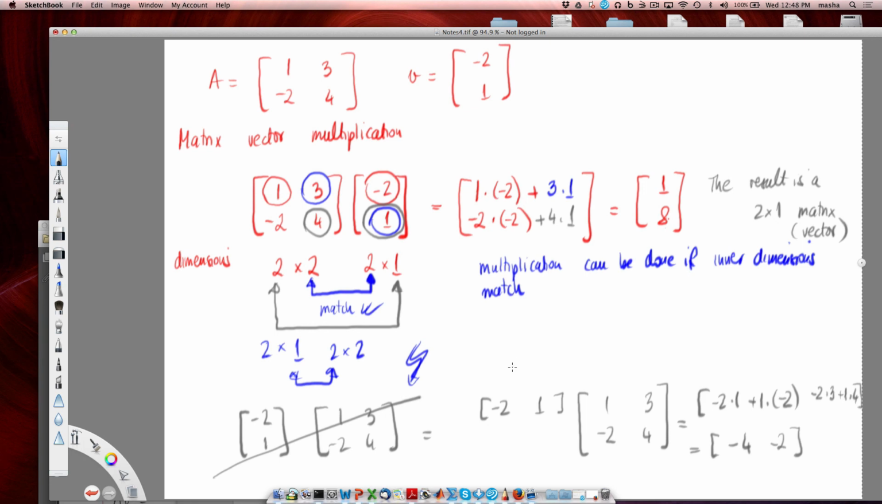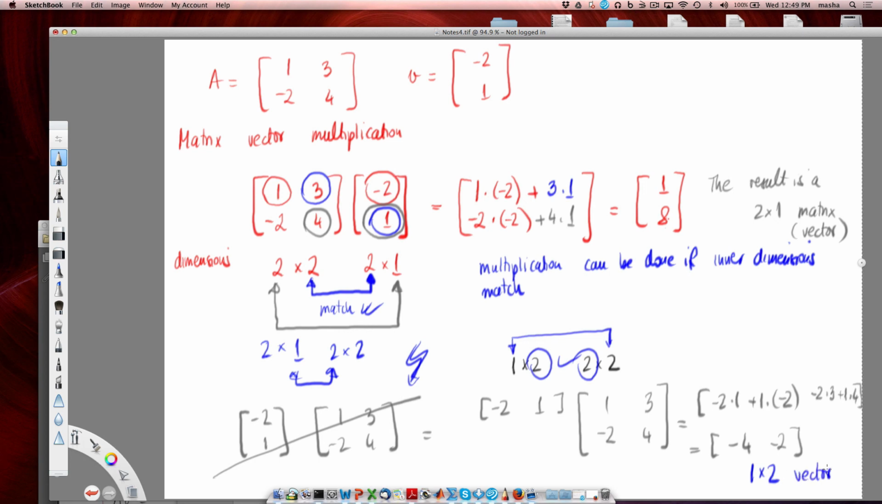So this result was 1 by 2 times 2 by 2. My inner dimensions match, so I can do this. And my result is a 1 by 2 vector.